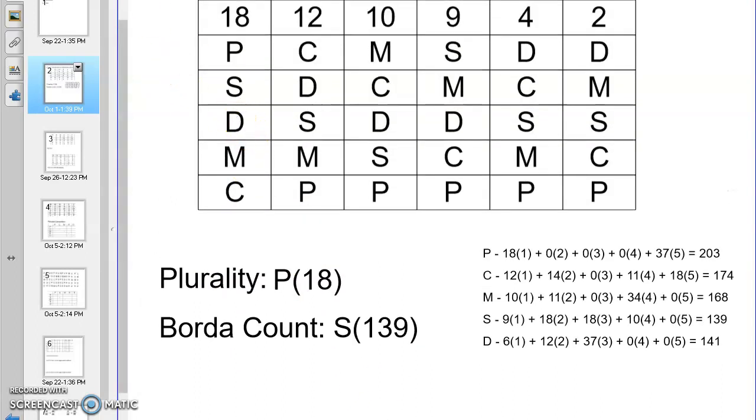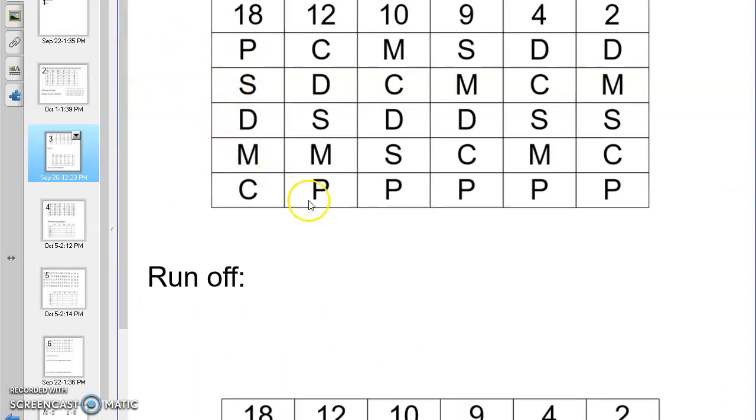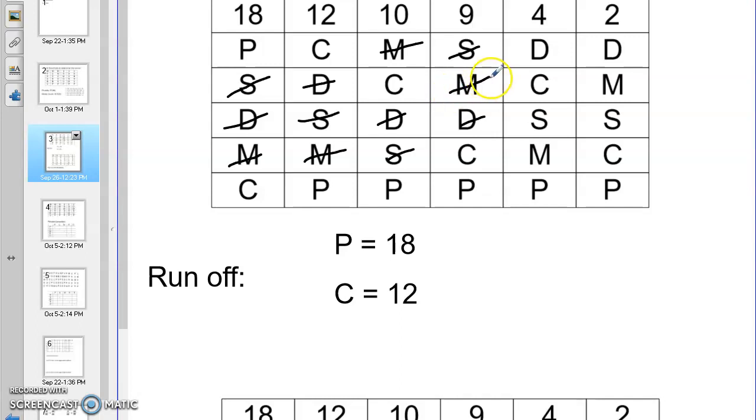Now, as we move on to the runoff and runoff with elimination methods, we're going to start with our runoff method. And runoff is simply this. We take the top 2 first place vote getters, and then we cross everything else out. So S goes, D goes, and M goes. And now I need to redistribute the vote.